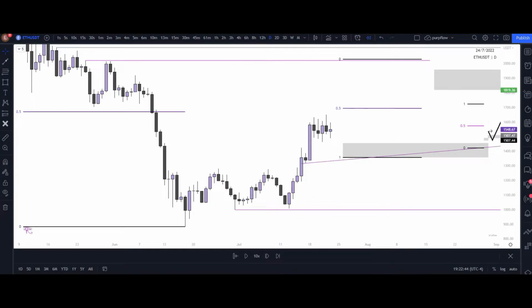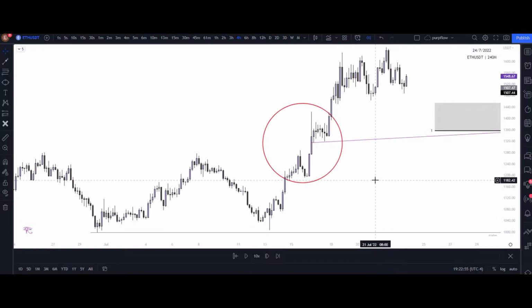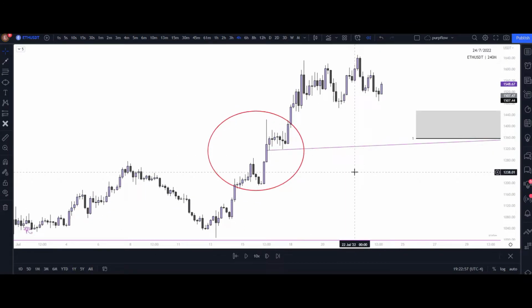So now we're on our daily chart. I'm going to go ahead and just mark out this entire area right here. We're looking for reaccumulation within this area. Let's go to a lower time frame. Let's go to the 4-hour time frame, right? Do we see that reaccumulation?